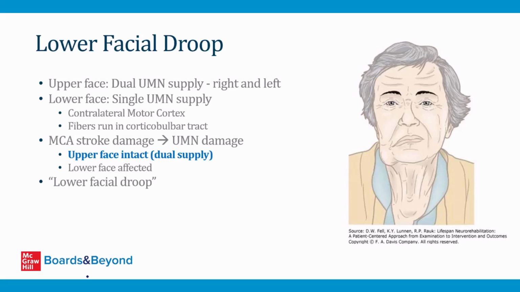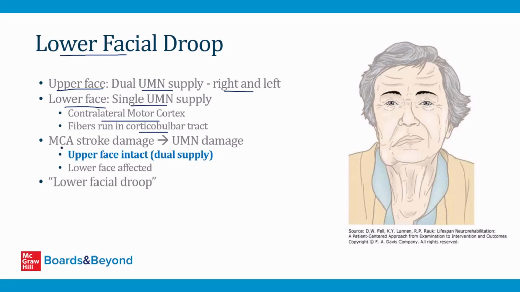But let's talk about exactly how that presents. And the way it's going to present in an MCA stroke is with lower facial droop. So let me tell you what I mean by this. So the upper part of the face, meaning the forehead, has dual upper motor neuron supply from the right and left side of the brain. But the lower face, below the forehead, has a single upper motor neuron supply from the contralateral motor cortex. These fibers run in the corticobulbar tract.